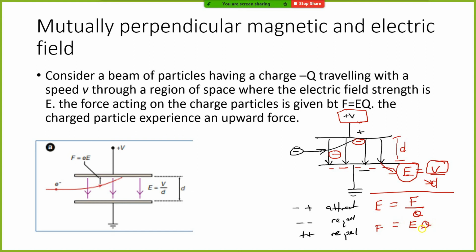With all of that being said, I can simplify this equation to say that the force that the electron is experiencing is equal to V times Q divided by D. All right?